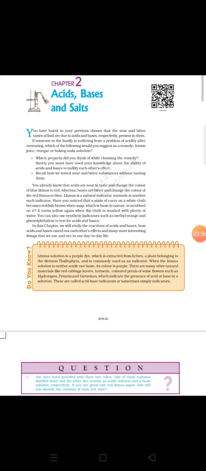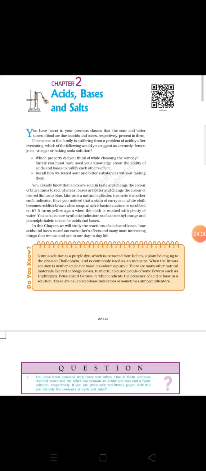This is very important. And in acidic medium, we know that it changes from blue to red, and in basic medium, we know it changes from red to blue. There are many other natural materials like red cabbage leaves, turmeric, colored petals of some flowers such as hydrangea, petunia, and geranium, which indicate the presence of acid or base in a solution. These are called acid-base indicators or sometimes simply indicators.